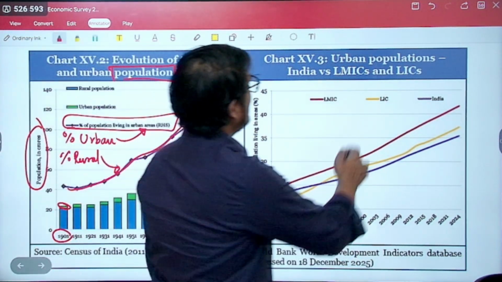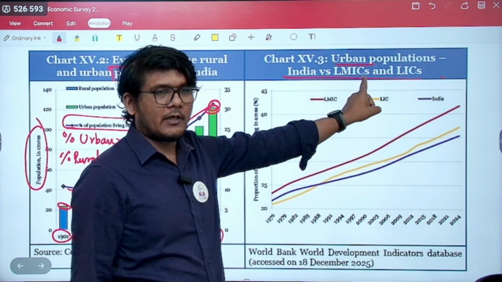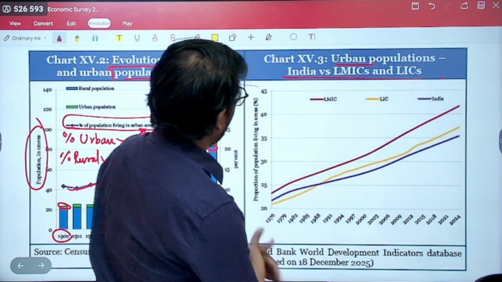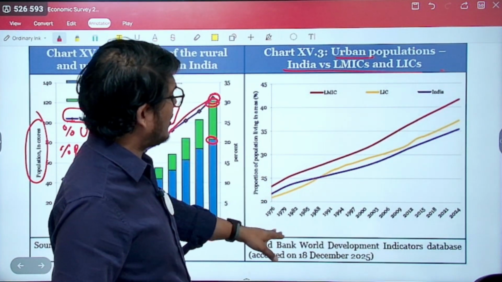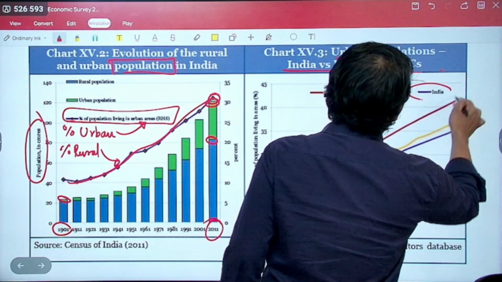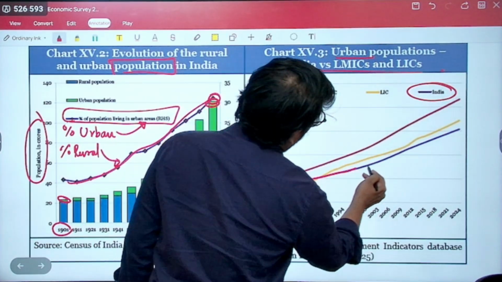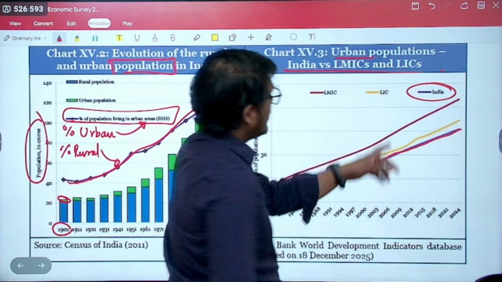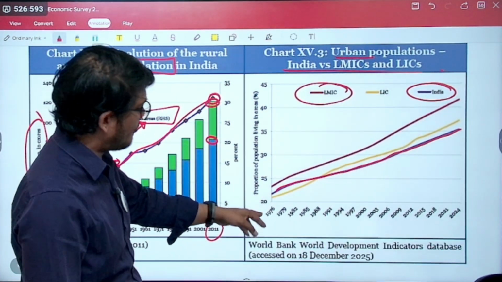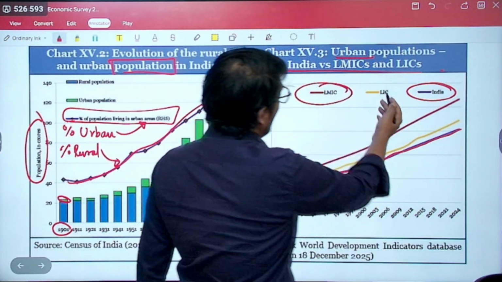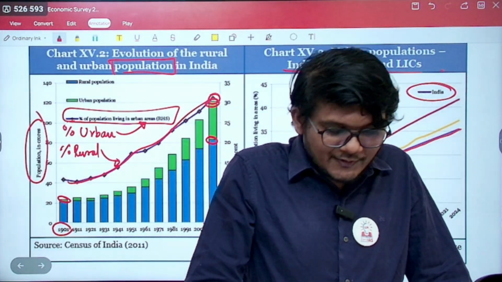Right. Next is the urban population of India versus LMIC and LIC. This is low middle income countries and low income countries. So we are comparing our urbanization with them. If you look at India's urbanization depicted in purple, it was higher than the low income countries, but has gone down and is lower than the low income countries. We are definitely lower than the low middle income countries. We have been since 1976, but we are now lower than the low income countries also. Right? So this is the reality.